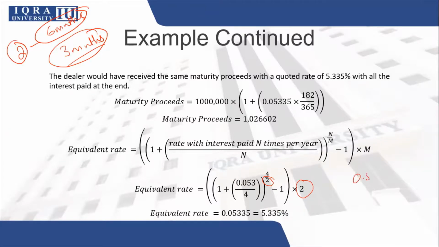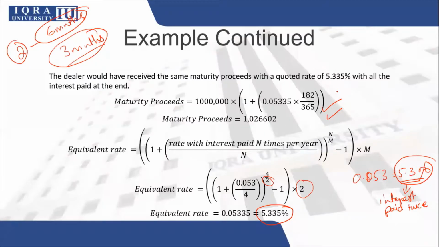If you think about 0.053, which means 5.3%, with interest paid twice, after every 3 months, you are not getting a return of 5.3%. You're in reality getting an interest of 5.335%. This is what we saw over here as well. So you can calculate the equivalent rate in order to make comparison between securities much easier.